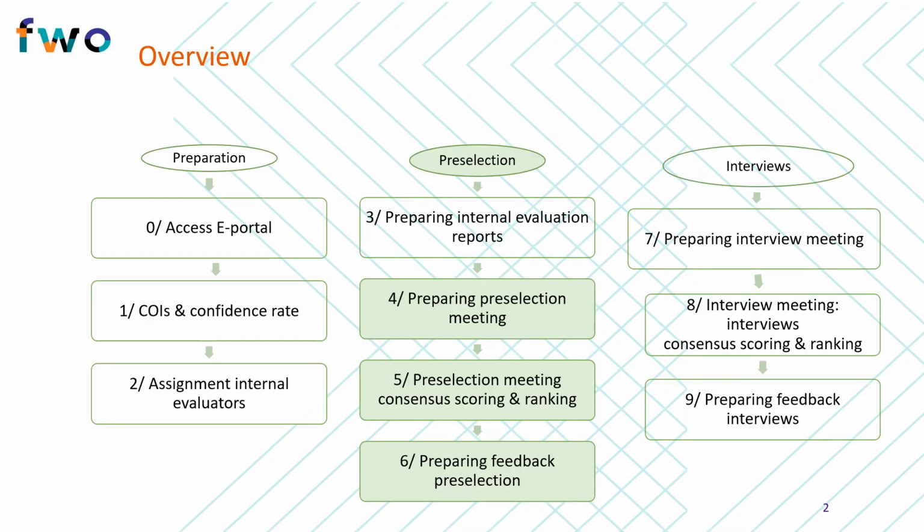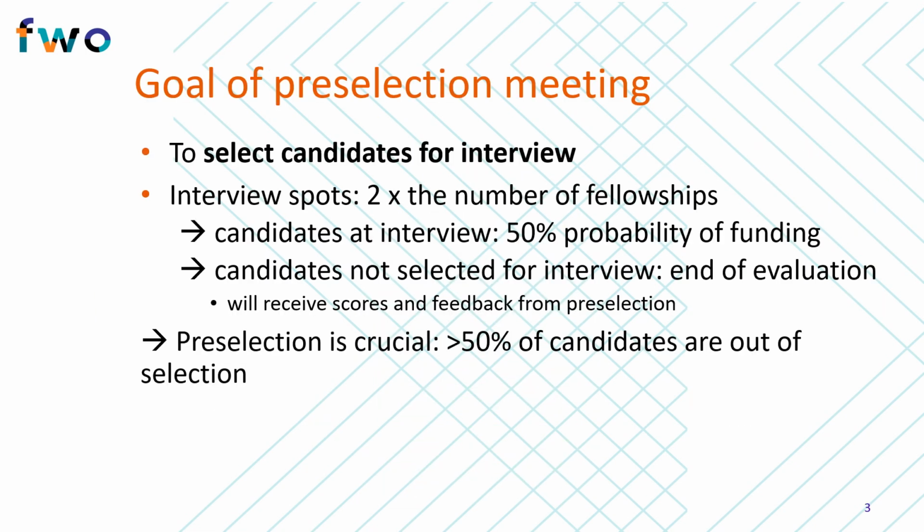When you are preparing the pre-selection meeting, you have progressed through most stages preceding this phase in the selection process. That is, you have submitted your conflicts of interest and confidence levels, and you have written and submitted internal evaluation reports of the applications you are responsible for in your role as internal evaluator. The next stage of the review process entails participating in the pre-selection meeting and adequately preparing this meeting.